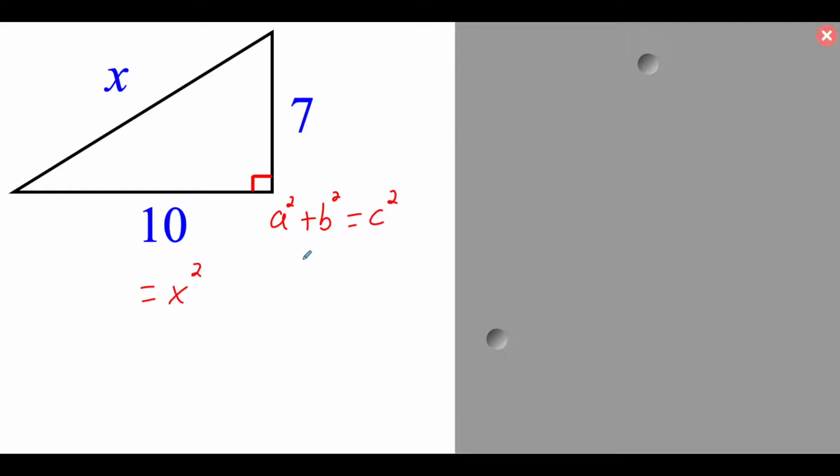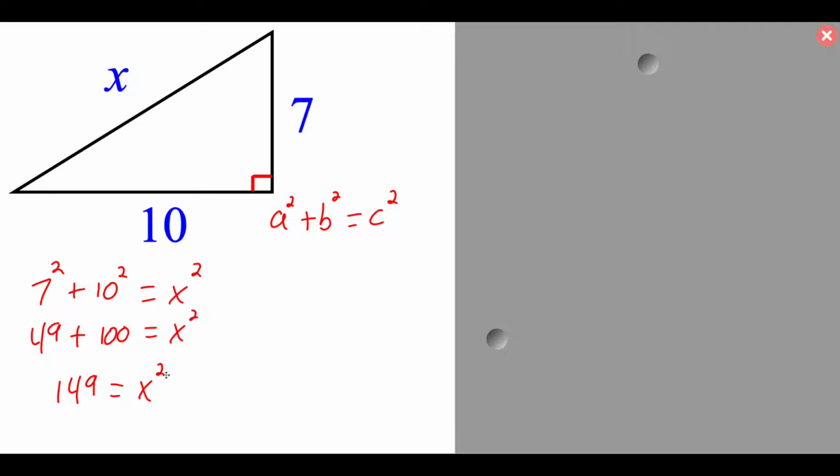Now, as far as the legs go, it really doesn't matter which one is A or B. We just have to make sure that we get them both filled in. So maybe the 7 is the A, so I'm going to go 7 squared there. And maybe the 10 is the B, so I'm going to go plus 10 squared there. Now, we're going to take care of simplifying this down and hopefully solve to figure out what our x value is. So 7 squared is 49, and 10 squared is 100, and that's going to equal x squared. Now on the left-hand side, we've got some addition happening. 49 plus 100 is 149, and that equals our x squared.